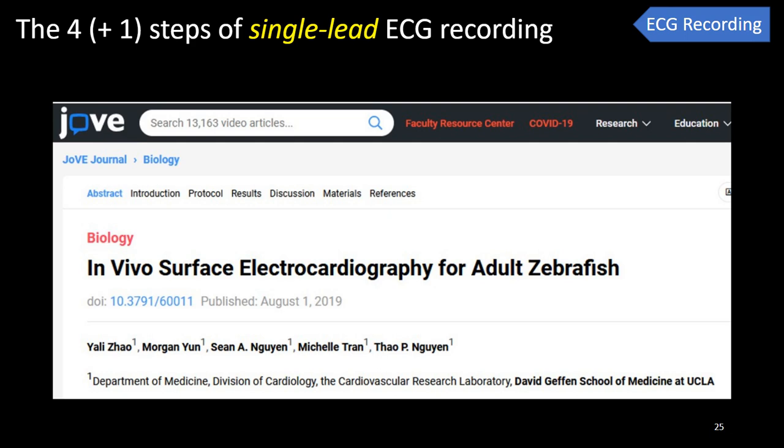Please don't worry about the details of these 4 steps, which we have laid out in our JoVE publication. The article is open access, courtesy of AD Instruments. The only caveat is that the publication is on single lead recording. So for dual lead recording, we will clarify the necessary minor adjustments.